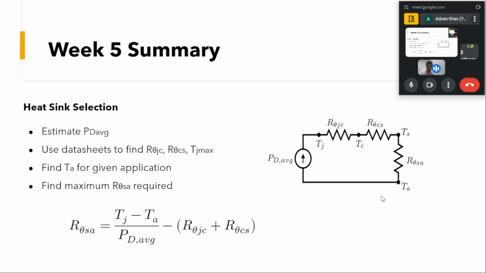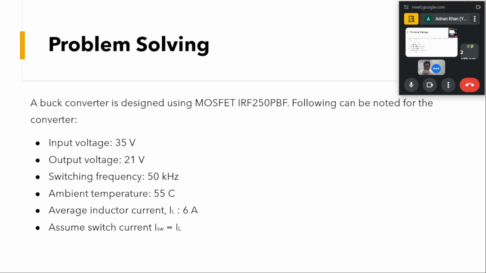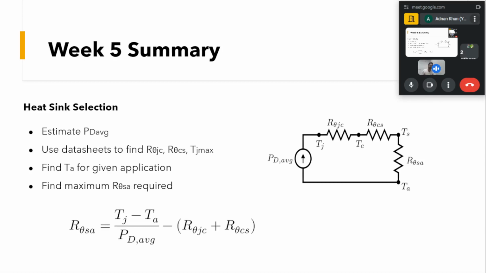So the formula, as I told earlier, to calculate this R theta: if we know the junction temperature, the ambient temperature, the power loss, and the junction to case resistance and case to sink resistance, then we should be able to determine the thermal resistance for the heat sink. And if we know it, we shall choose appropriately a particular heat sink for our application. So this was about what had been taught in this.